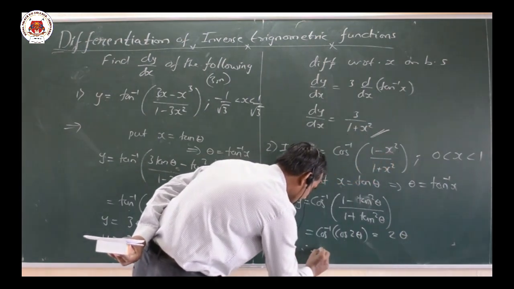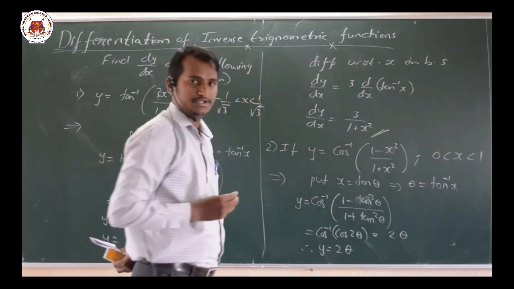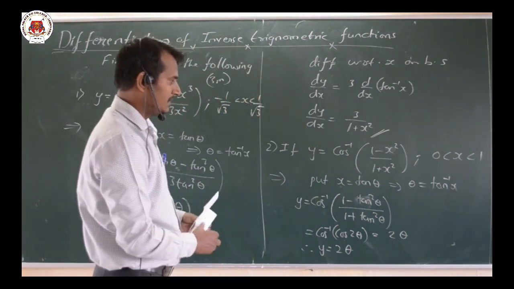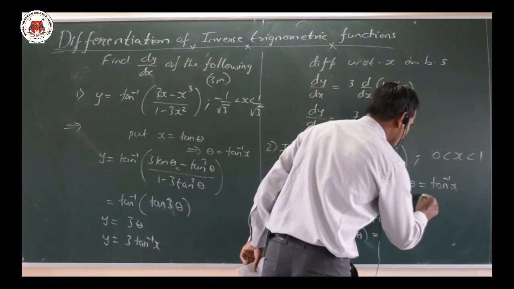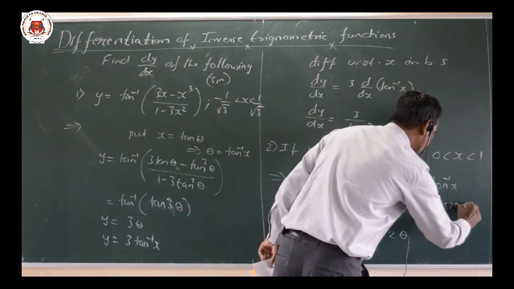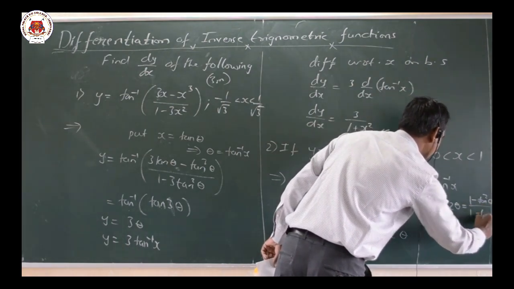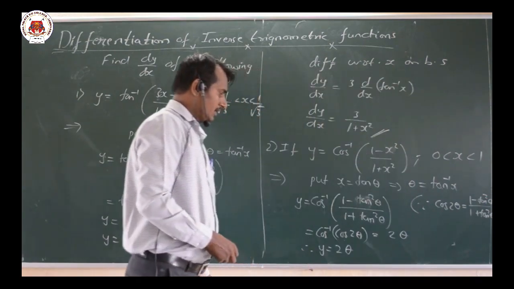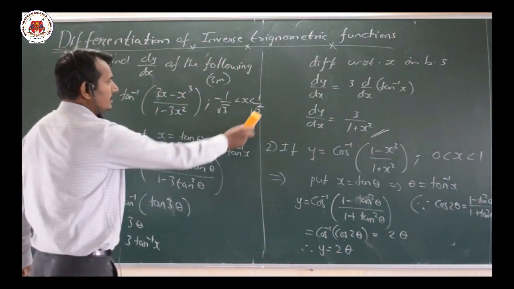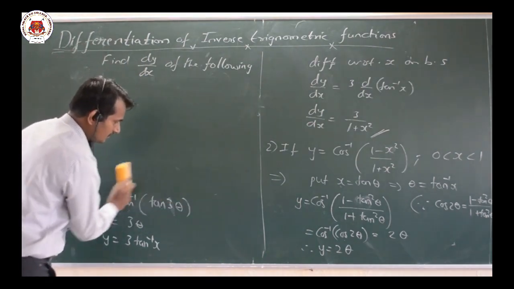2 theta. Therefore y is equal to 2 theta. Now just differentiate it with respect to theta here. What is the reason here? Because cos 2 theta is equal to 1 minus tan square theta divided by 1 plus tan square theta. Now you can differentiate it with respect to x here.